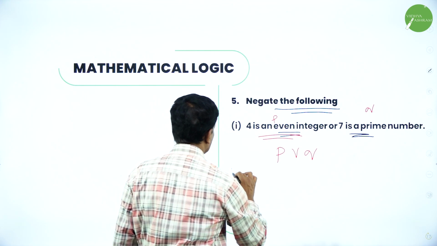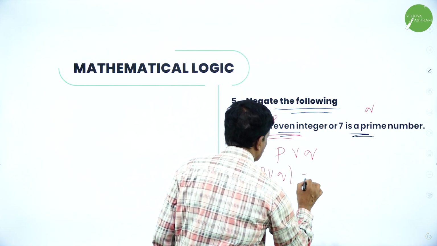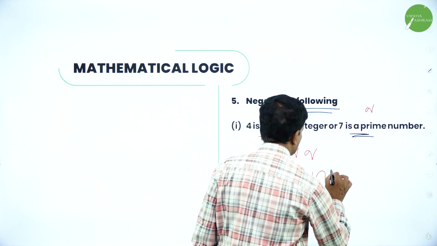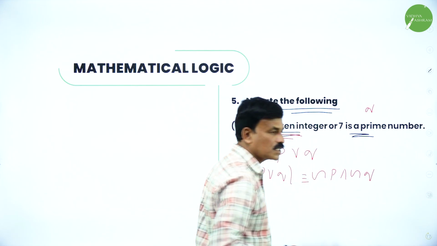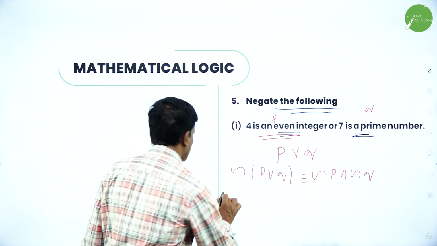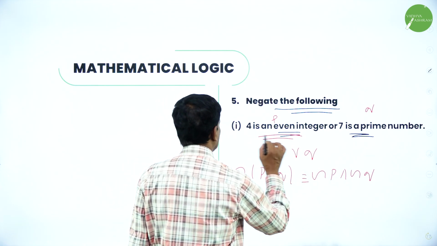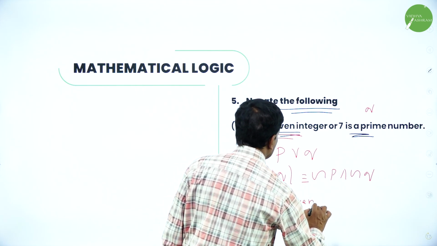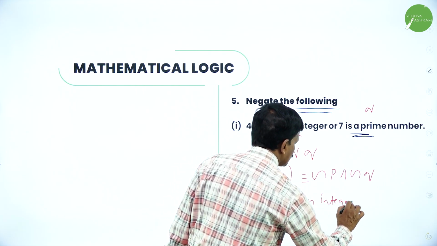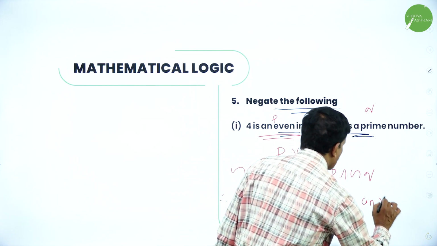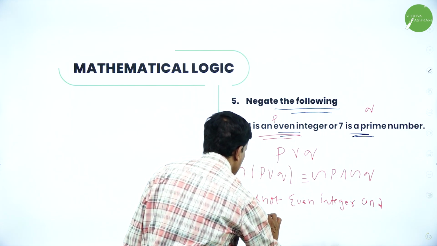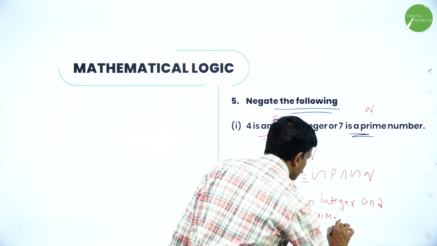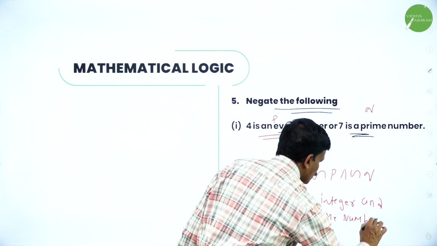Now write down the negation. Negation of P disjunction Q is equal to negation of P conjunction negation Q. Now how to write the statement? Negation of P means 4 is not an even integer, and conjunction means and, 7 is not a prime number. That's it. This is how we are going to write the negation.